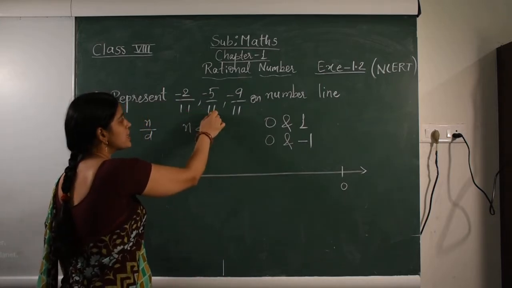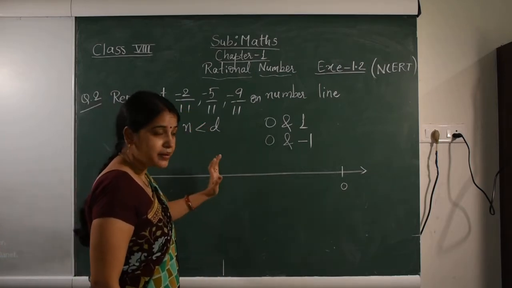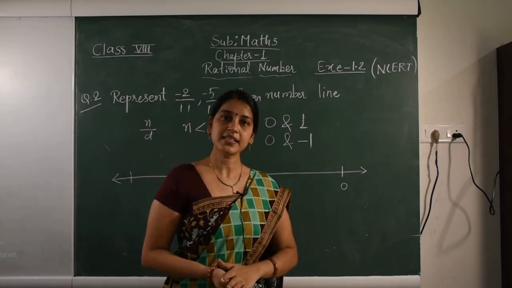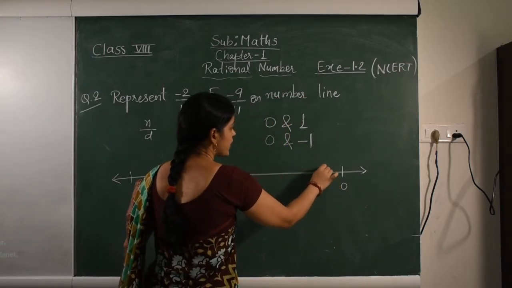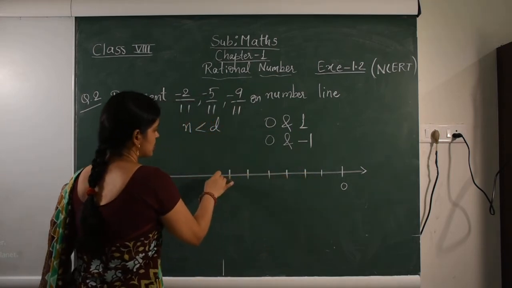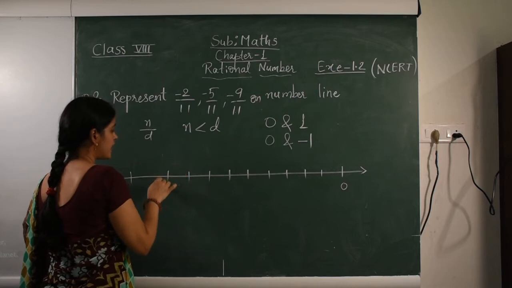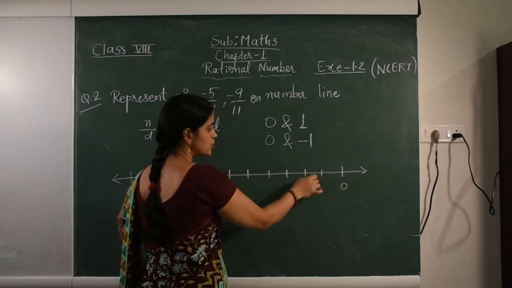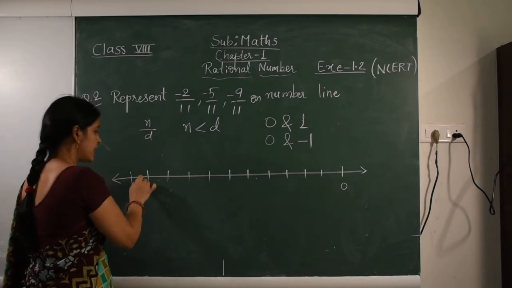Now again you have to see the denominator. Its denominator is 11. That means you have to make 11 equal parts between 0 and minus 1. This is the left side of 0, this is the right side of 0. So we make 11 parts: 1, 2, 3, 4, 5, 6, 7, 8, 9, 10, 11. This is how you count the parts: 1, 2, 3, 4, 5, 6, 7, 8, 9, 10, 11.